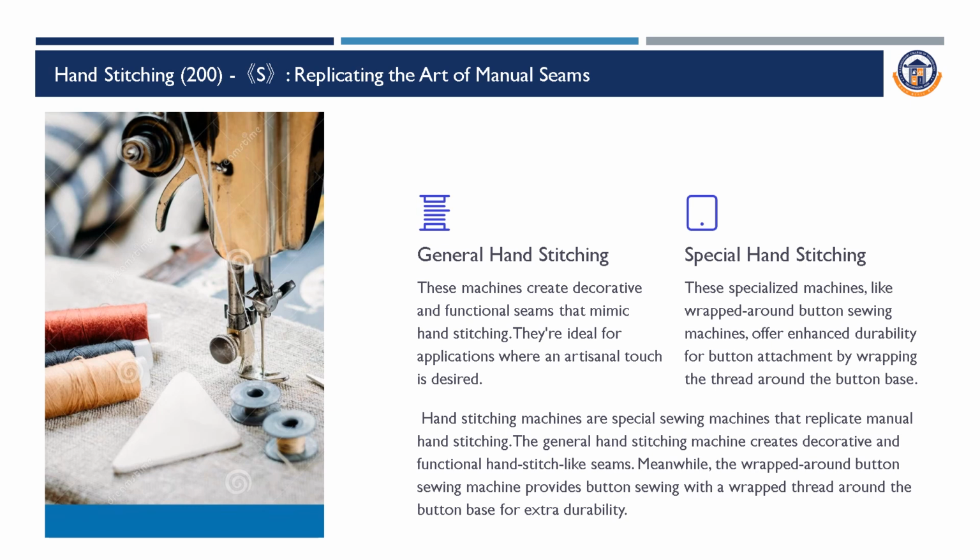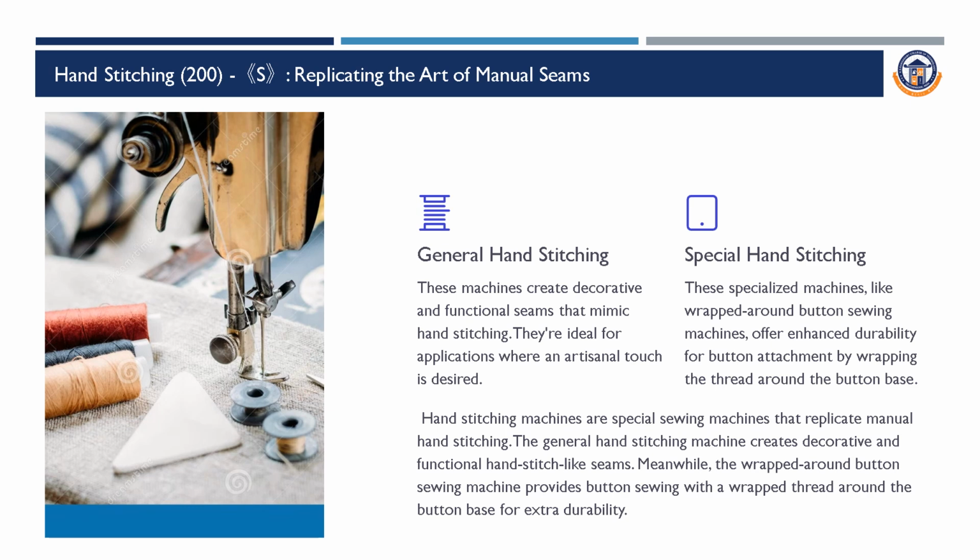The second one is special hand stitching. These specialized machines are wrapped-around button sewing machines. They offer enhanced durability for button attachment by wrapping the thread around the button at the base.